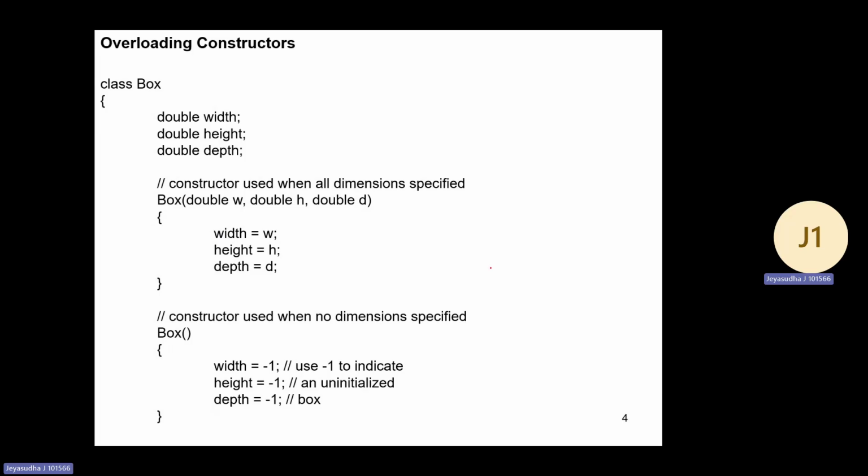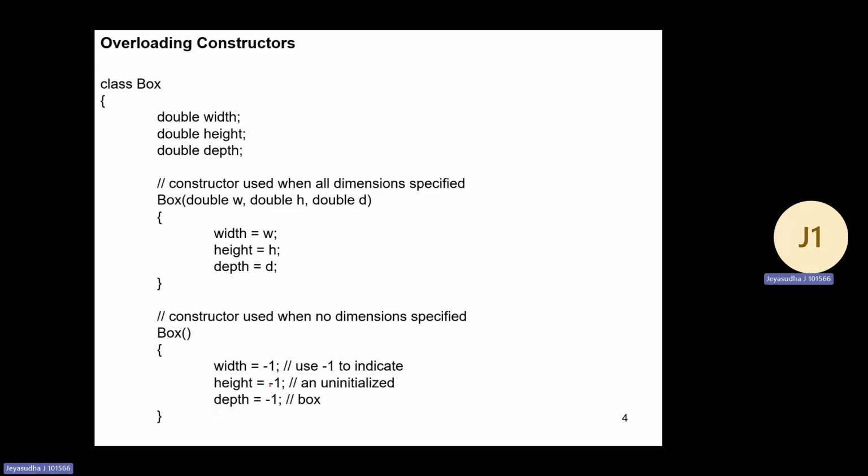So here is a small example. We will also see how it works in Colab. Here we have a class called Box and I have width, height and depth, three variables. And the constructor I'm passing it. The first constructor, whatever value I'm passing is assigned to width, height and depth. But this one is a constructor without any parameters. It is assigning itself -1, -1, -1 for width, height, and depth.